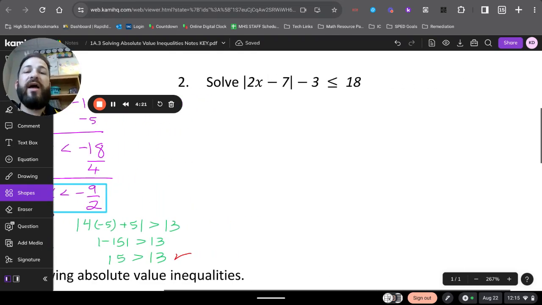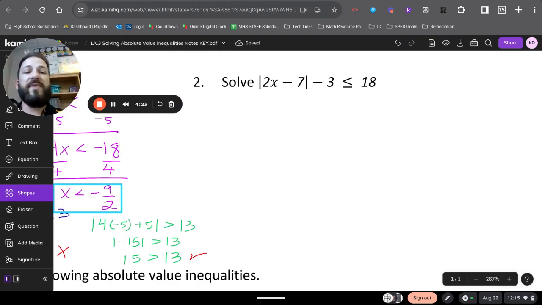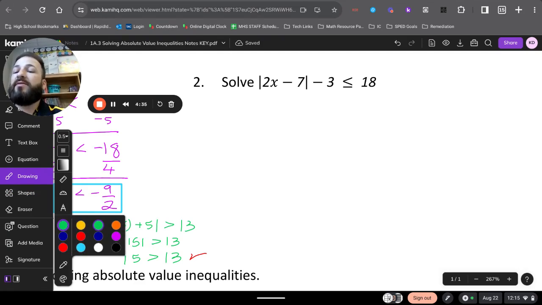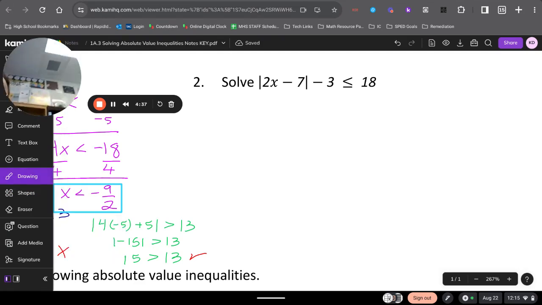So on number 2, I have the absolute value of 2x minus 7, minus 3, is less than or equal to 18. Okay, in the case of this question, my absolute value is not isolated, so I want to isolate that absolute value first by moving that 3 to the other side. So plus 3, plus 3.